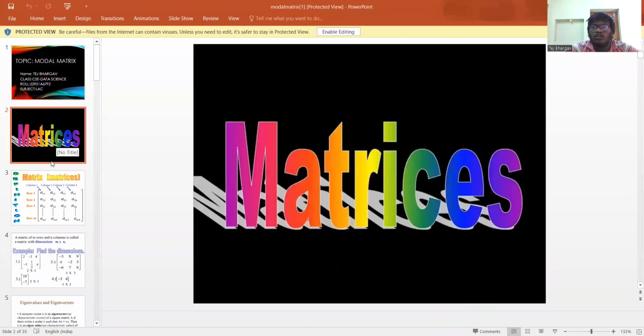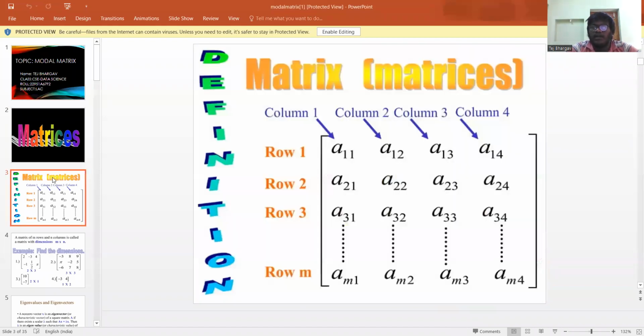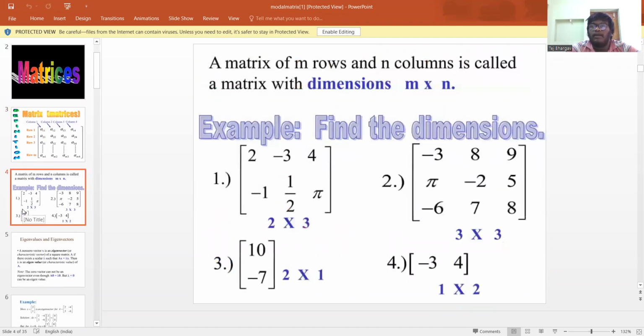Matrices. First of all, what is a matrix? A matrix is a rectangular arrangement of elements in rows and columns. Like it contains row 1, row 2, row 3, column 1, column 2, column 3. Next, a matrix of m rows and n columns is called a matrix with dimensions m into n.